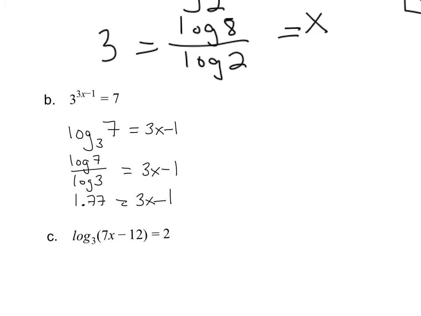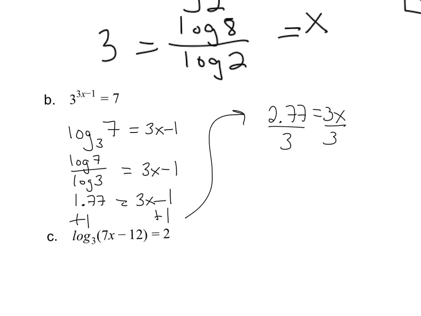So to solve that, I would add 1 to both sides. So 2.77 equals 3x, and I would simply divide by 3. So x is going to be, rounded to the nearest hundredth, 0.92. So solving these exponential and log equations really just comes down to being able to change between the exponential and the logarithmic form.